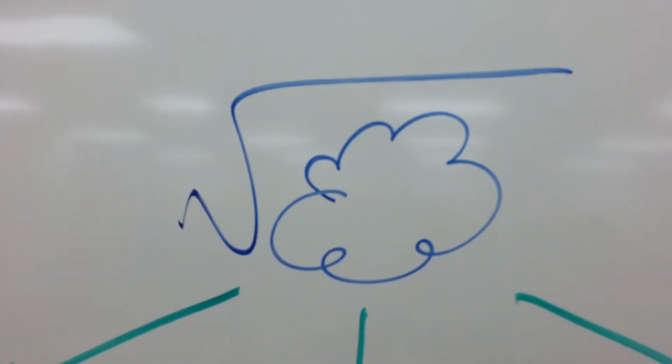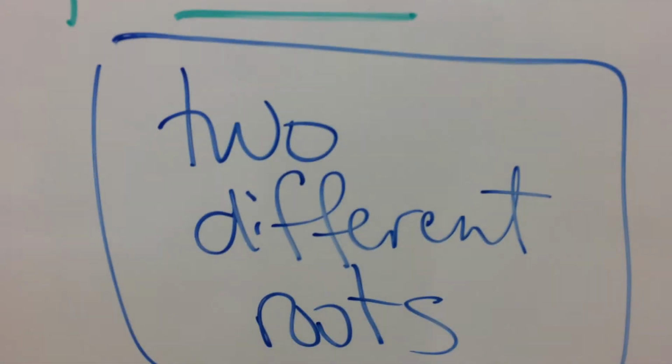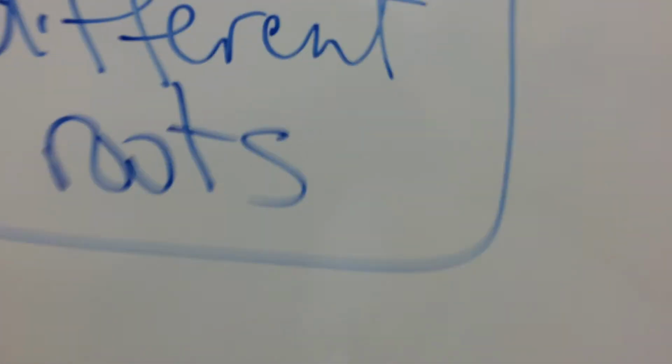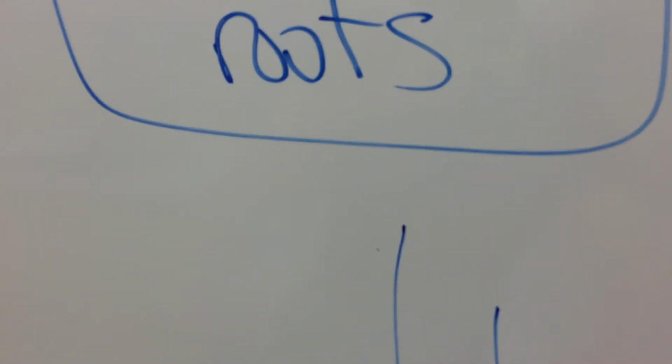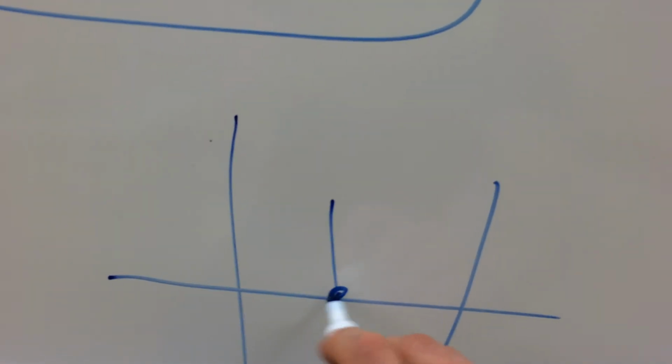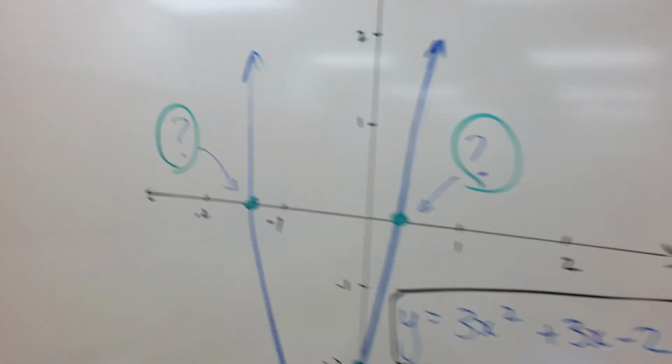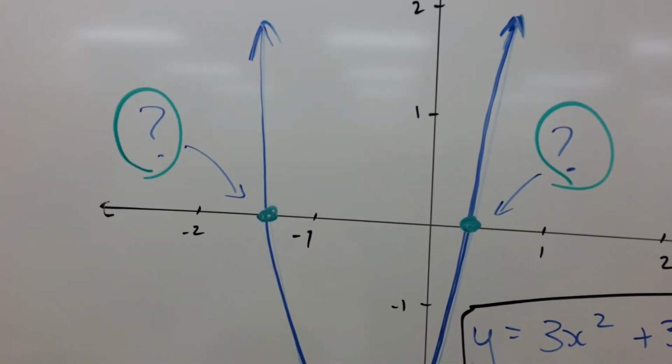And the last option is that that number under the square root sign is positive, and then you end up with two different roots. That looks like something like this. Two different roots. Maybe that's like this. So my example over here, you end up with two different roots, but they're kind of nasty.